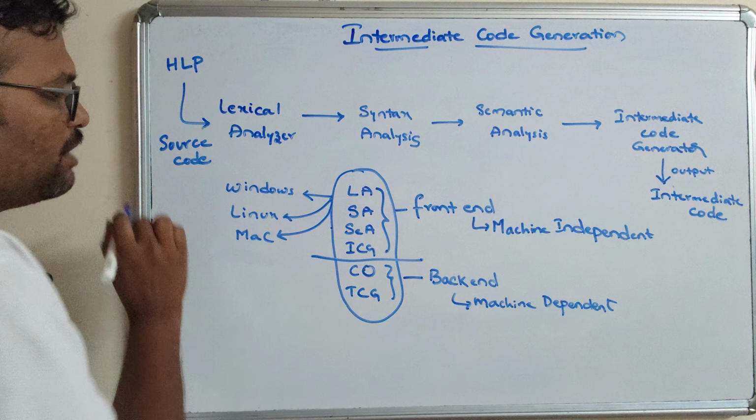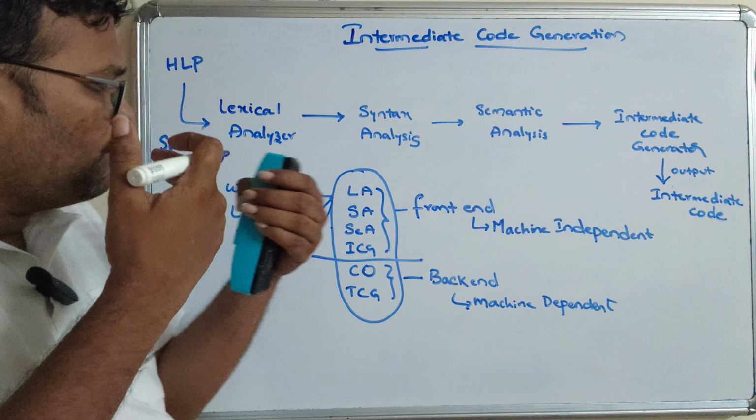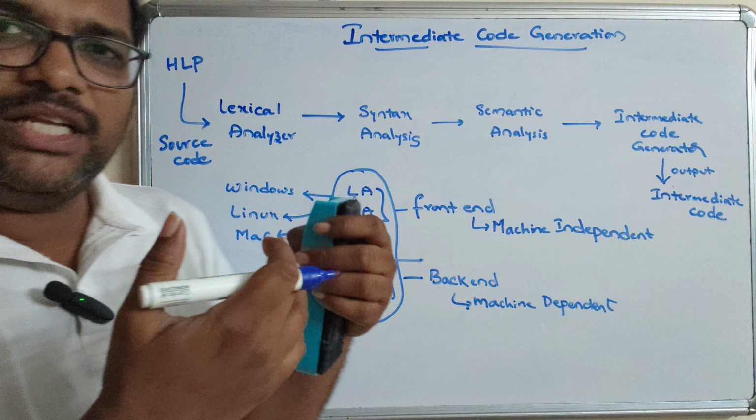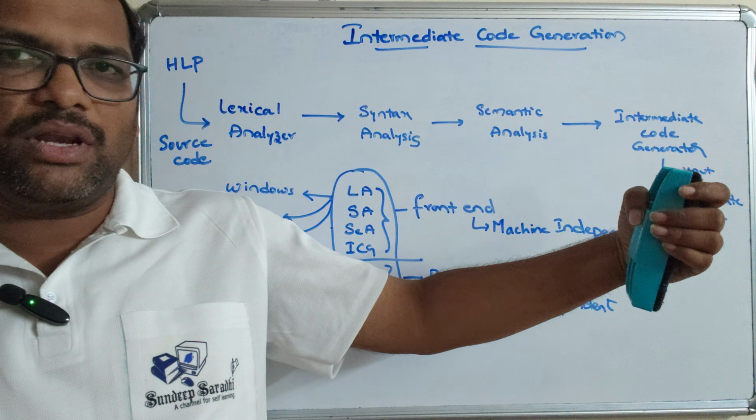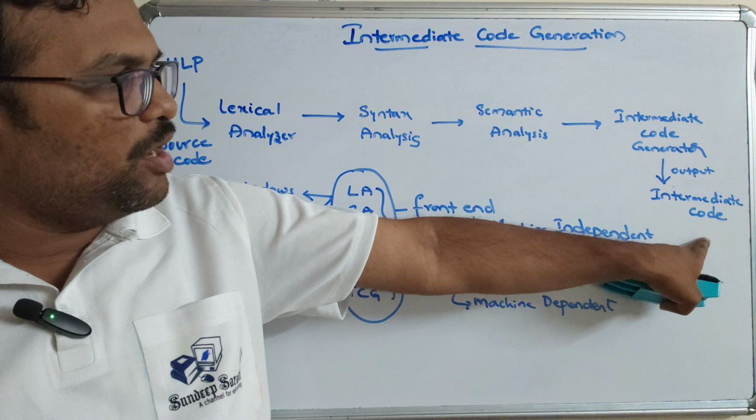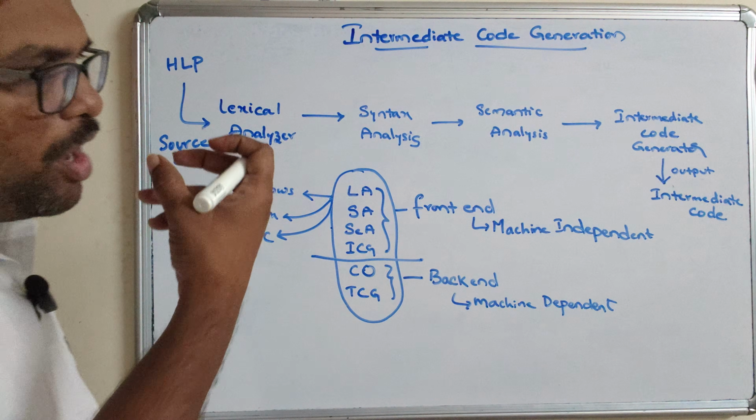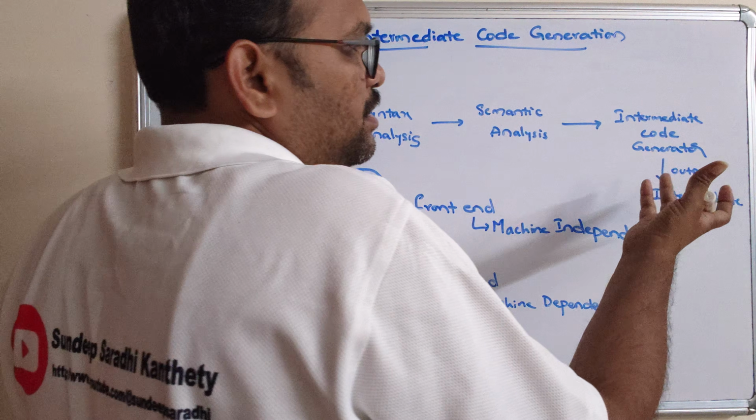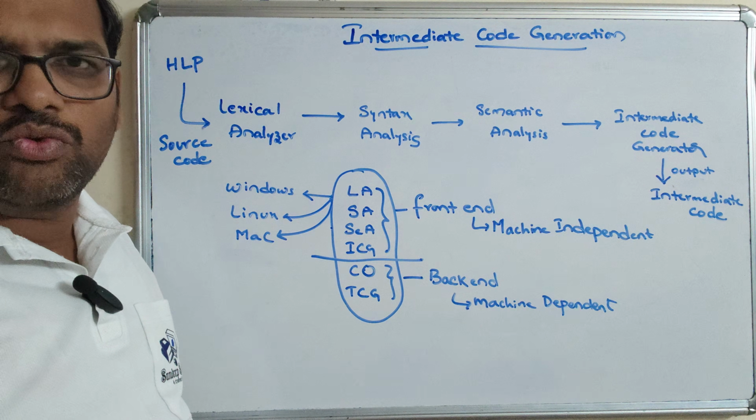The source code, the conversion of source code to intermediate code. So what is the output of this compiler, from high level to machine code? In between the high level and the machine level, there is an intermediate code, which is the output of this intermediate code generator. Now, how many ways can we represent this intermediate code?